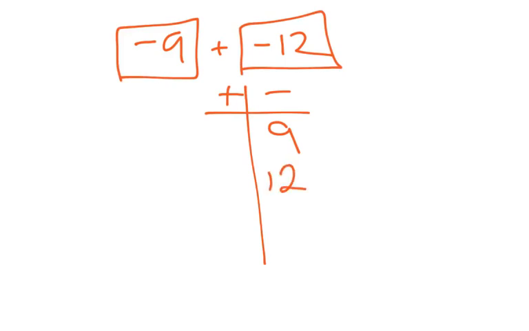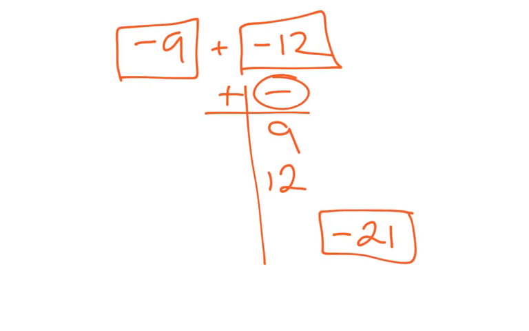I talk to my students about, sometimes you play multiple rounds of a game, and in the first round you get a certain number of points, and the next round you get a certain number of points. How do you figure out your total number of points? You add them up. So 9 plus 12 gives us 21. The negative team wins because the positive team didn't get any points. So your answer there is negative 21.